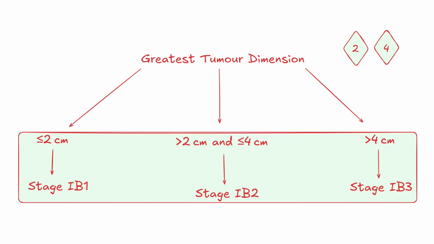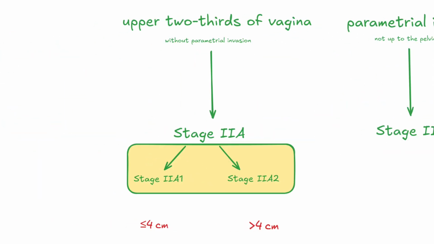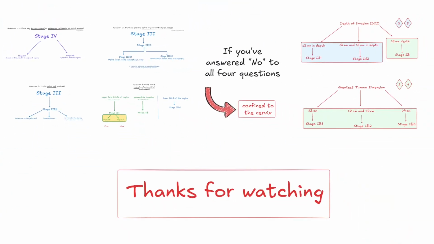One last thing to mention. Remember we said earlier that stage 2A, where only the upper 2/3 of the vagina is involved, is further substaged according to tumor size. The number 4 also applies here. So, tumors less than 4 cm are qualified as stage 2A1, whilst tumors greater than 4 cm are classified as stage 2A2. And there you have it. 4 questions, 2 numbers, and you've got the FIGO 2018 staging system for cervical cancer all sorted.